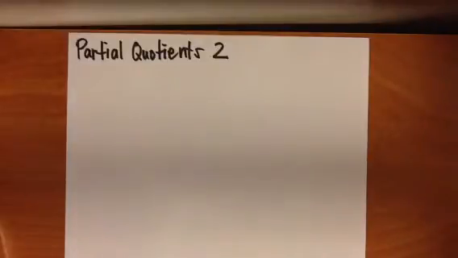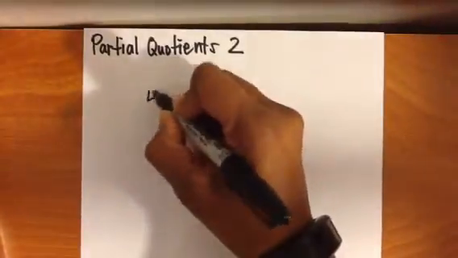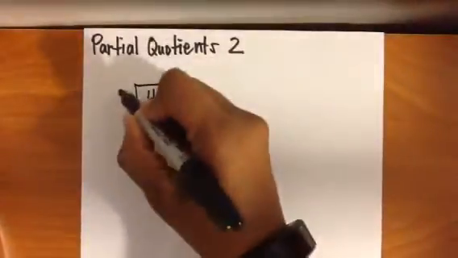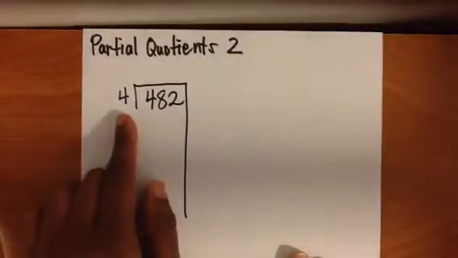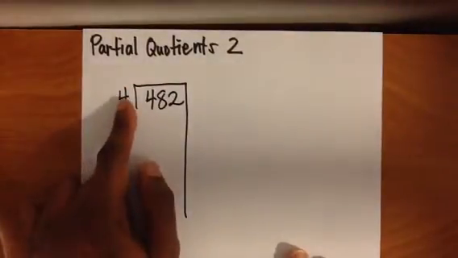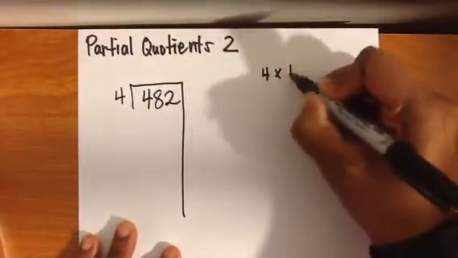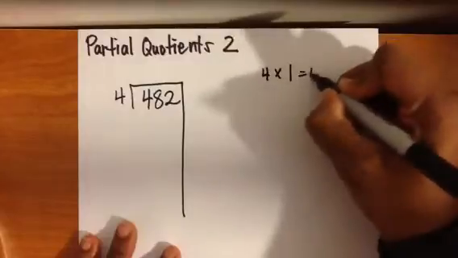Partial quotients 2. I'm going to show you another way to do partial quotients. Let's do 482 divided by 4. What I'm going to do here is think in terms of basic facts using my divisor. So I have 4 times 1, which is the most basic fact, which gives me 4.